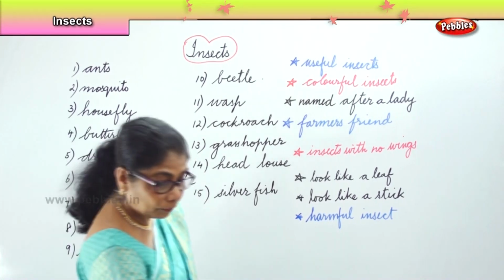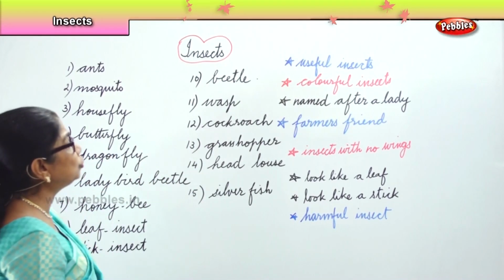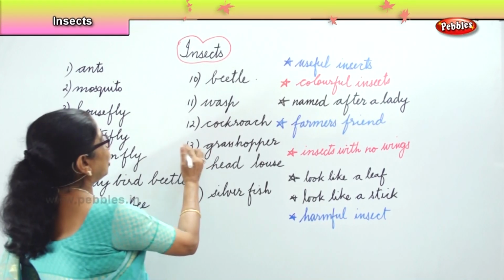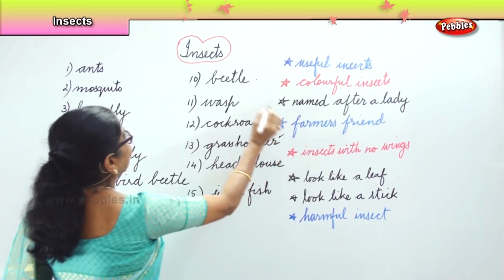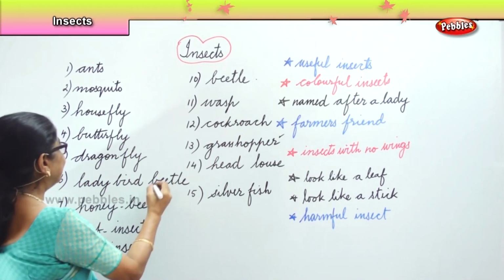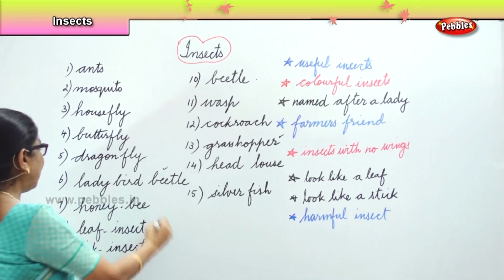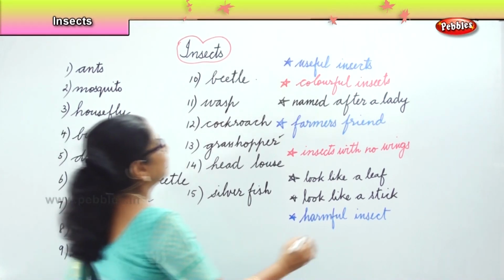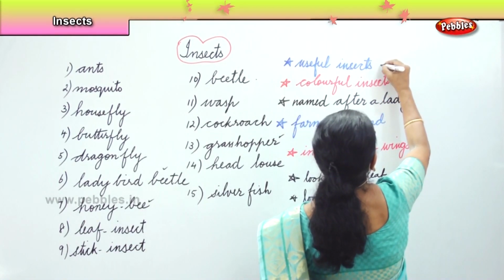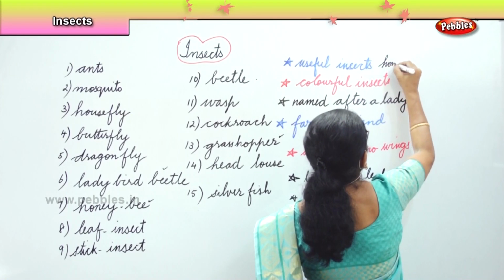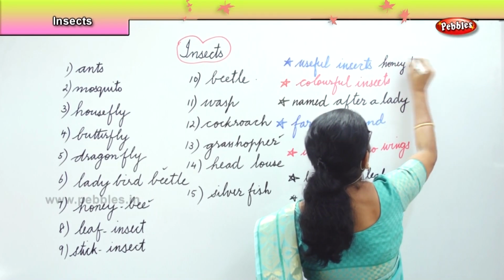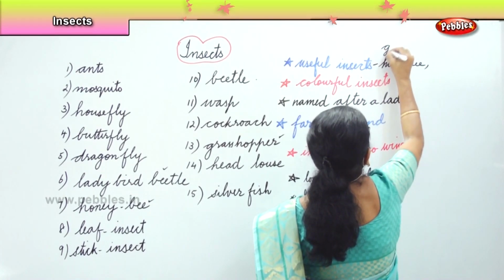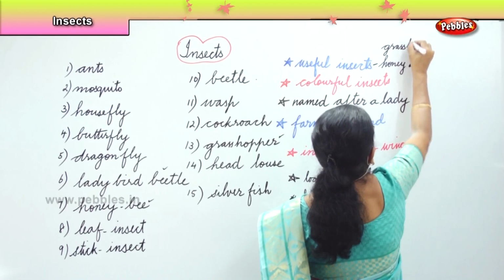Okay, now let's write down their names. Useful. Who are useful here? The useful insects are grasshopper, then ladybird beetle, honeybee. All these are useful insects. So what are the useful insects? Honeybee, and grasshopper.